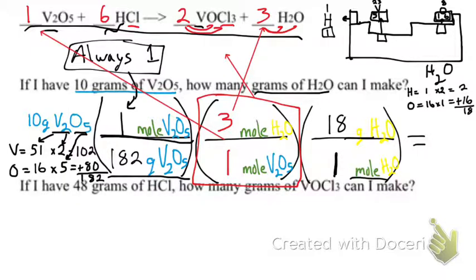And then what I'll do is I'll multiply 10 times anything on top, 10 times 3 times 18, and then I'll divide it by 182. 10 times 18 is 180, so this answer is going to be really close to 3. 2.97 grams of H2O, final answer.